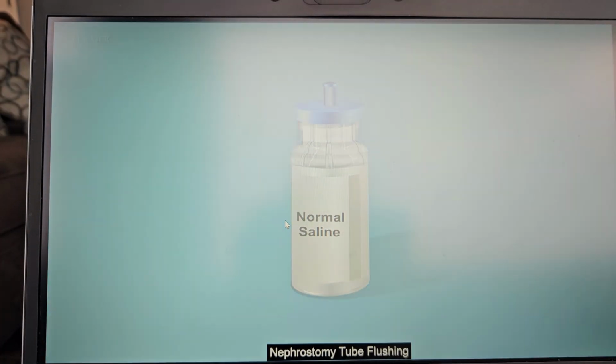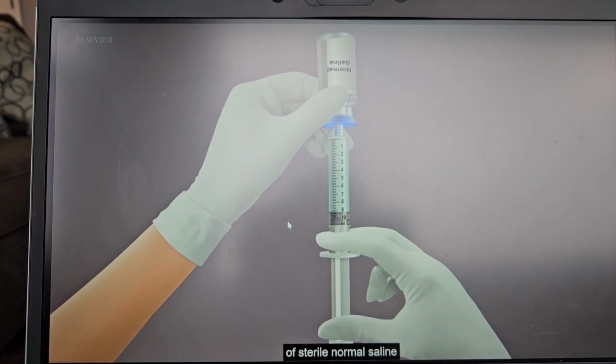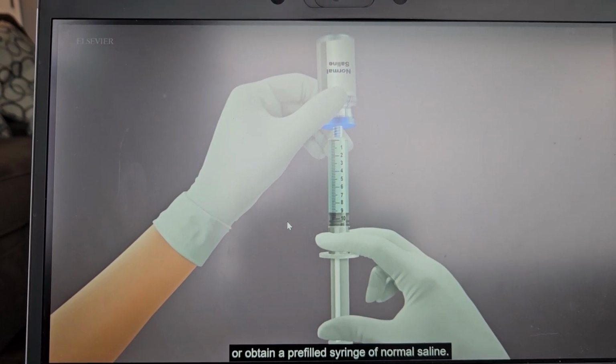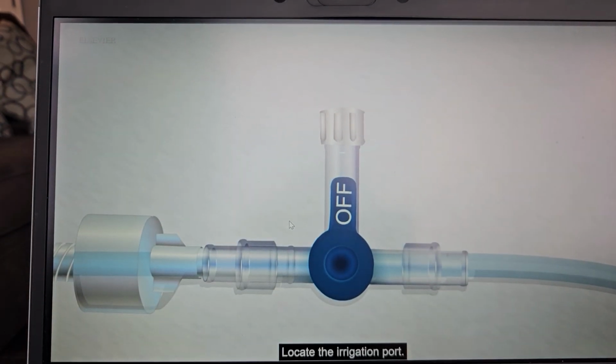Nephrostomy tube flushing. Draw up 10 milliliters or the prescribed amount of sterile normal saline, or obtain a pre-filled syringe of normal saline. Locate the irrigation port.